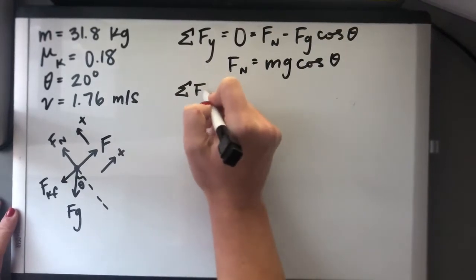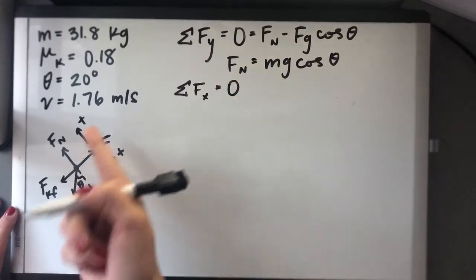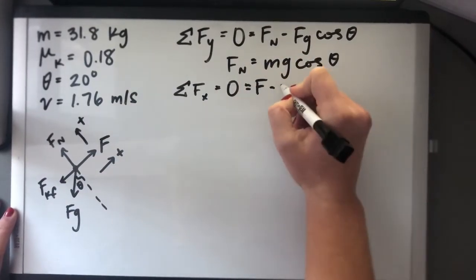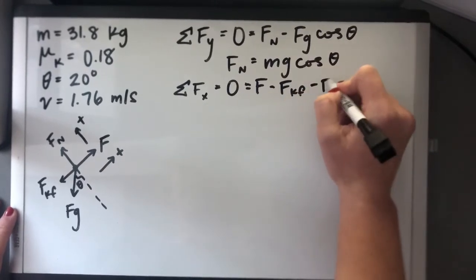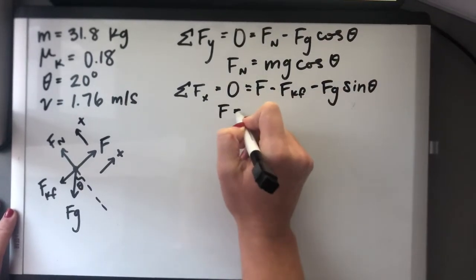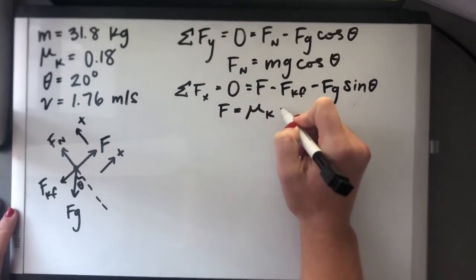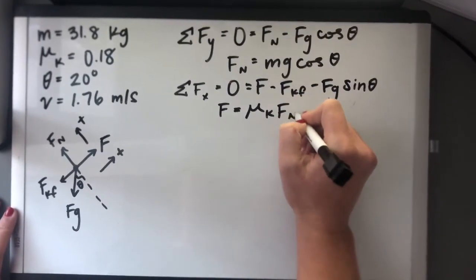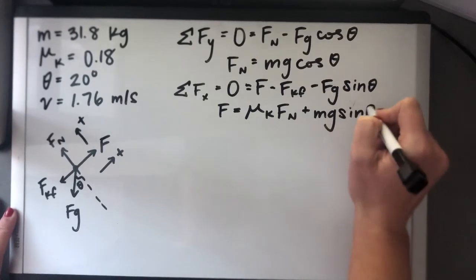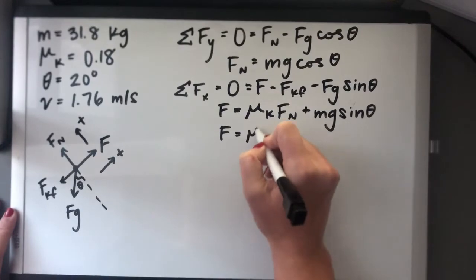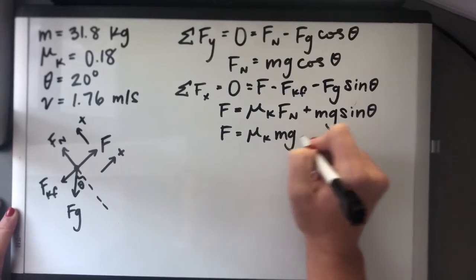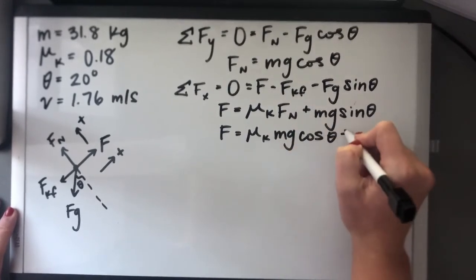I'm going to move on to the forces in the x direction, which I know are also equal to 0 because of constant velocity. In this case, we're going to have F minus the force of kinetic friction minus the force of gravity times sine theta. So we know that F is equal to mu times the normal force plus mg sine theta. And we can further simplify that to the coefficient of kinetic friction times what we solved to be our normal force earlier, mg cosine theta, plus mg sine theta.